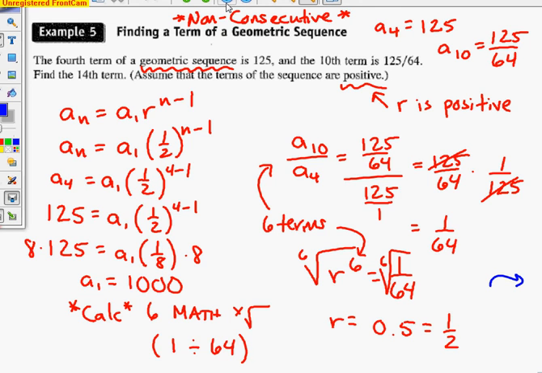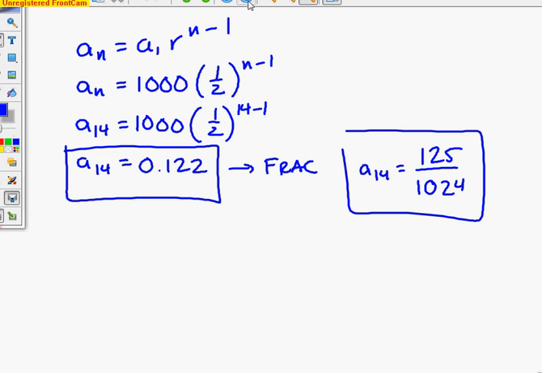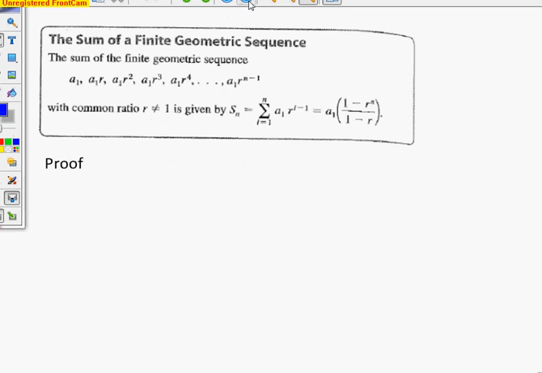Okay, all right. So this is the first part. We'll go to the sums, the second part.